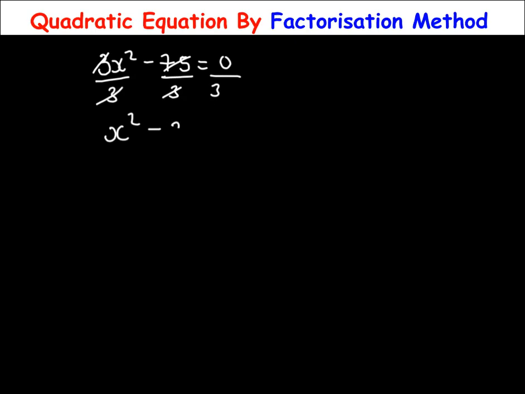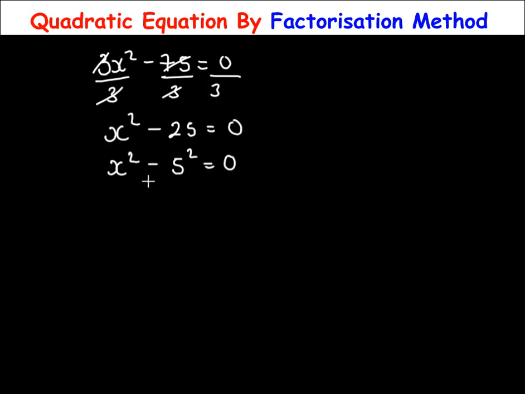In this lesson, let us learn how to solve quadratic equations by the factorization method. The first example is 3x squared minus 75 is equal to 0. To solve this, the first thing is to divide each term by 3. 3 divided by 3, what you have is x squared minus 75 divided by 3, which is 25, is equal to 0 divided by 3, which is 0. Now with this, x squared minus 25 can be written as x squared minus 5 squared is equal to 0.